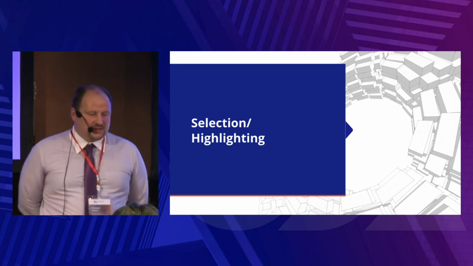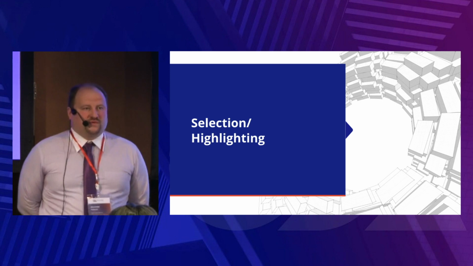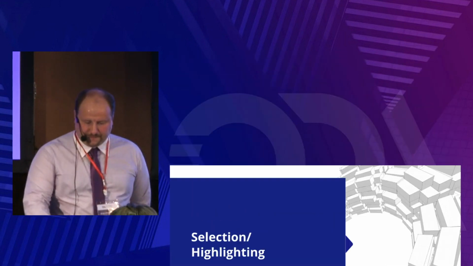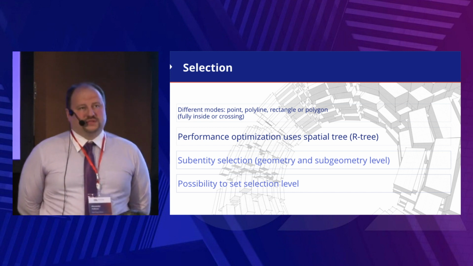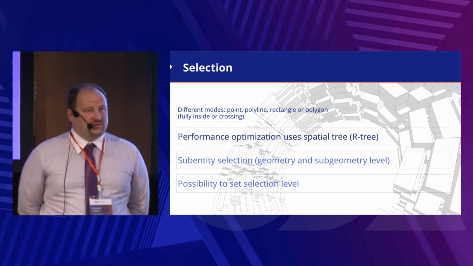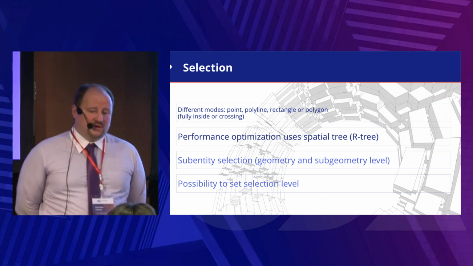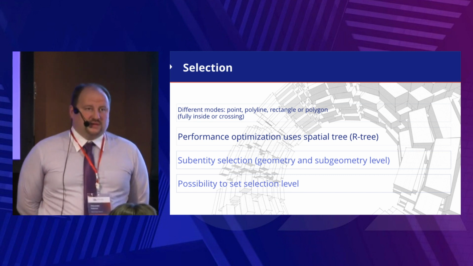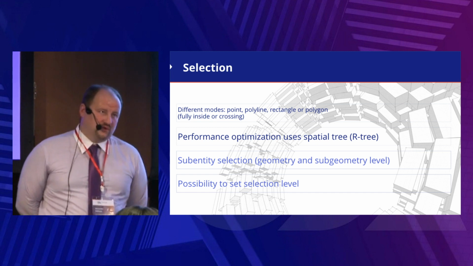Visualize SDK isn't simply a rendering engine. It also provides a set of useful functionality which can be used by the client application. And first of all, it is the selection and highlighting. Currently, Visualize SDK supports the following 5 modes for the selection. First of all is selection by point. Then it's a selection by polyline or by fence. And finally, it is a selection via rectangle or polygon in 2 modes, full inside and crossing.